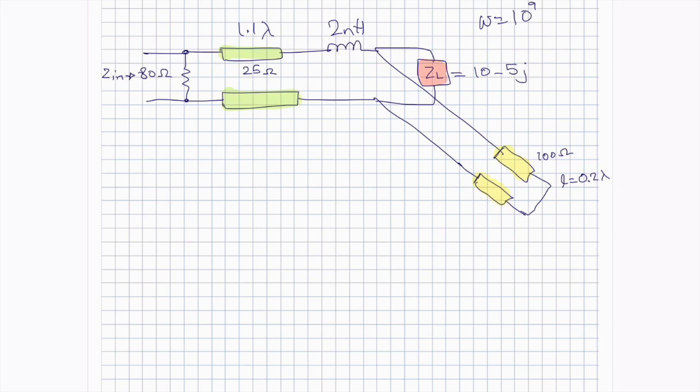Usually the best approach to start these problems is to start on your extreme right. On the right, the Z load is given, and it has both the real and the imaginary part. It has 10 minus 5J ohms. That's the impedance for the Z load. And in the yellow over on the right, you can see this is basically a short stub, and since we have to add these things together and come up with one collective impedance, we will first do the impedance for the short stub.